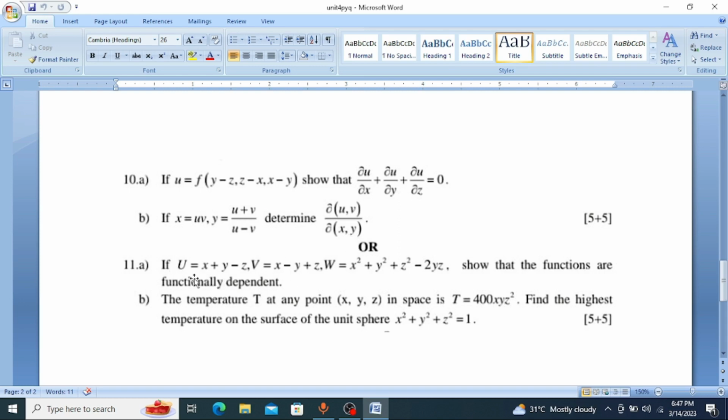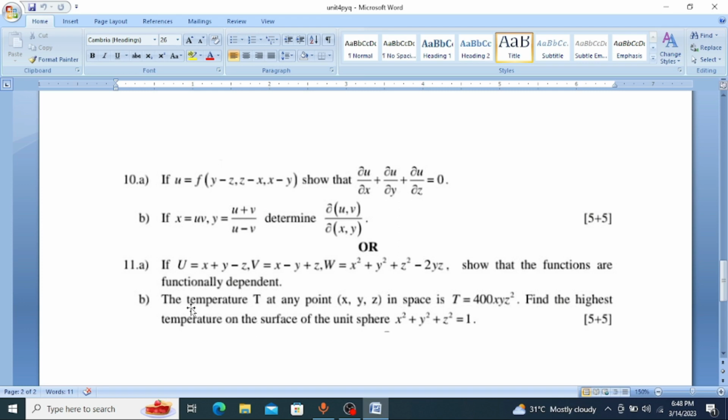The next question: if u is equal to x plus y minus z, v is equal to x minus y plus z, and w is equal to x square plus y square plus z square minus 2yz, show that the functions are functionally dependent. That is nothing but differentiating the u, v, w functions with respect to x, y and z, and then proving that these three functions are functionally dependent. It means find the Jacobian and you will get the value as 0. So that is what you are proving, that they are functionally dependent.